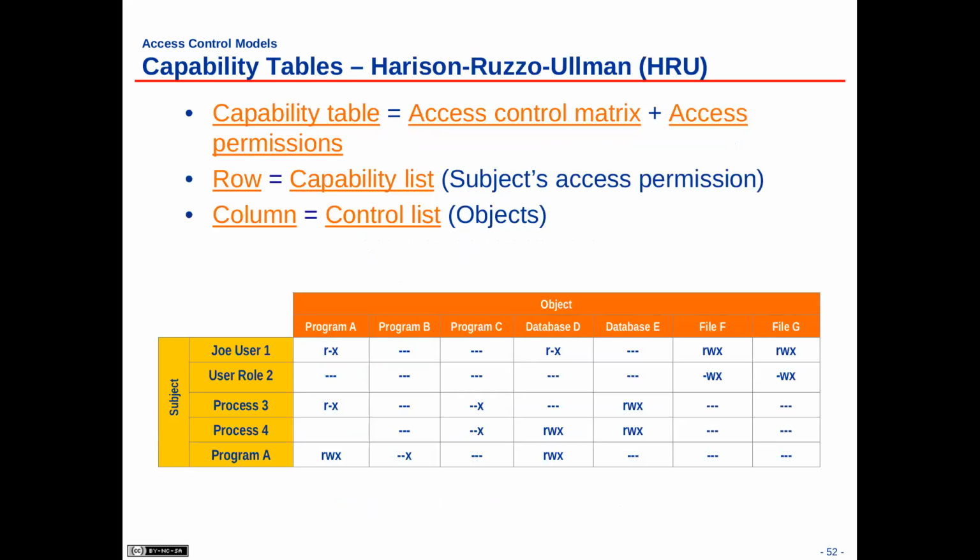All right, so this one is the Harrison-Ruzzo-Ullman table. It just shows here, for Joe's user for program A, he can read and execute. He can't write, right? So he can read the file and he can execute it. In this particular database he can read and execute, and in these files he has the ability to read, write, and execute. You can see that even for process, they're all different.